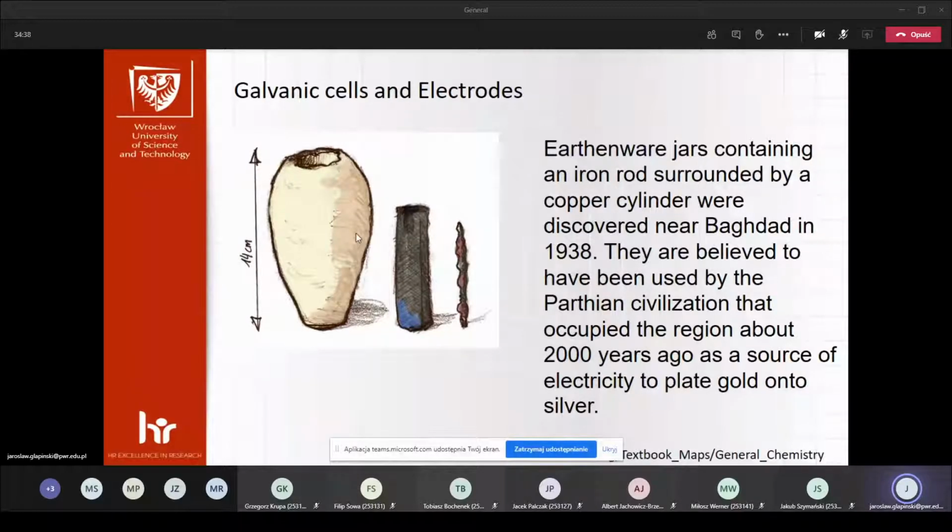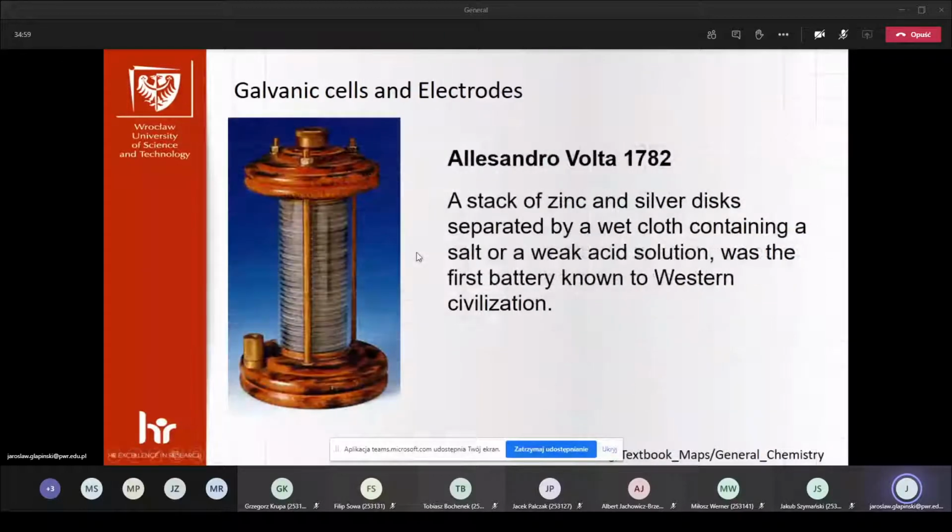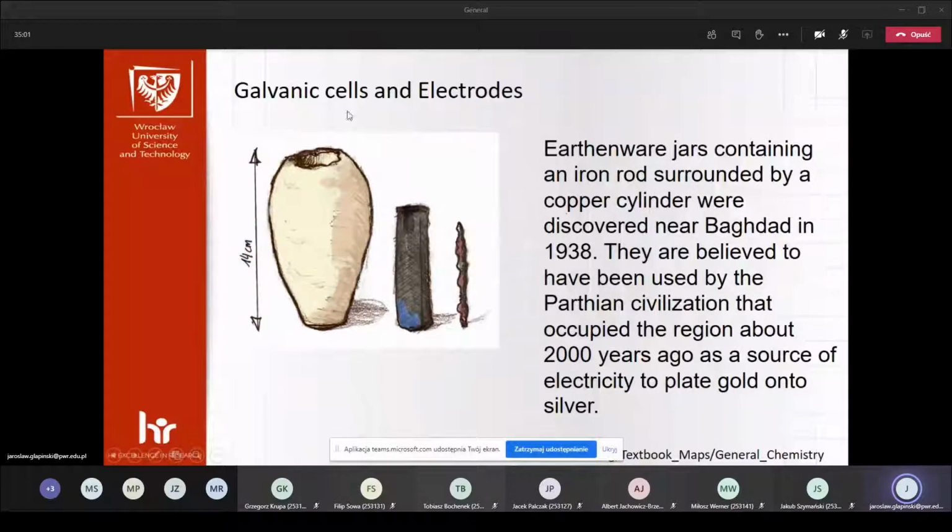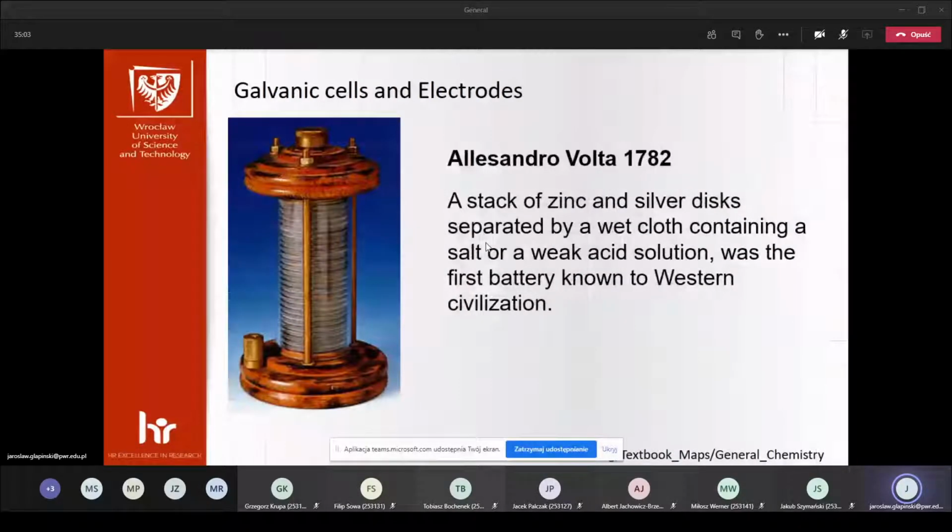And as you found, it was 2000 years ago, and up to today we do not know how it worked, but it probably worked because they found some silver and some gold element on it, and it was something like galvanic cells.